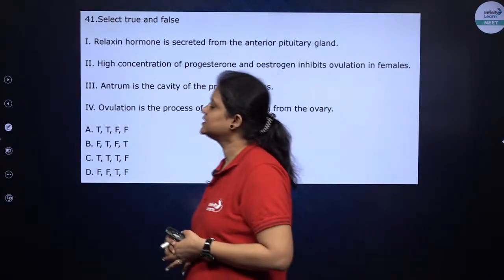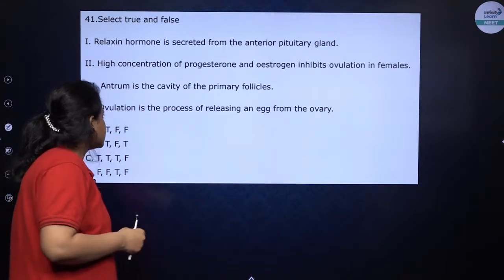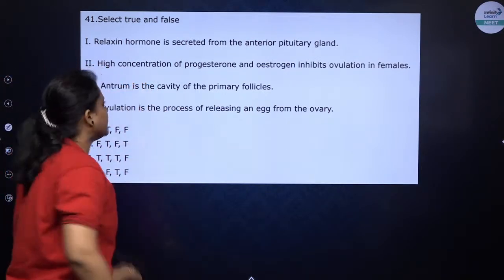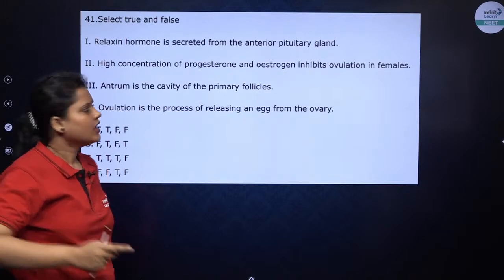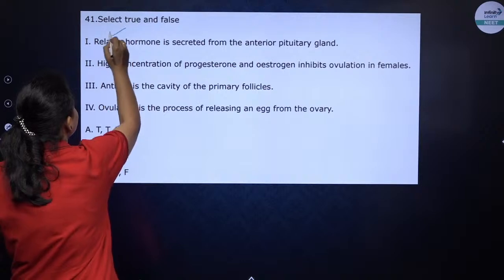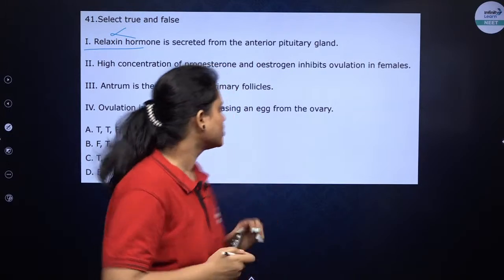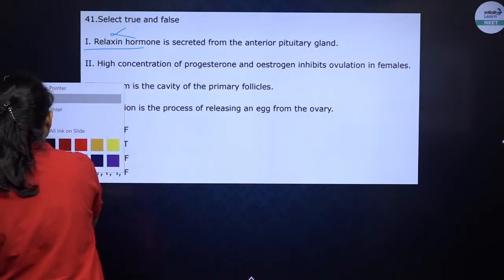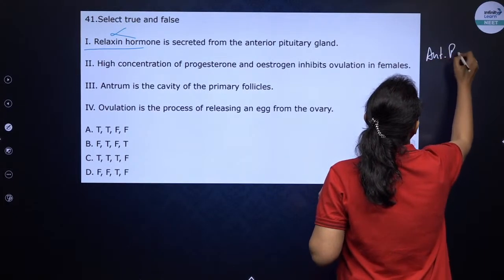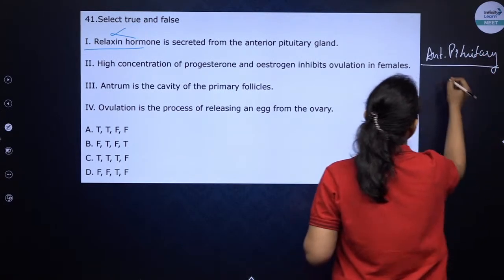Next question. Select the true and false. Again, 4 lines we have. Let's understand these 4 statements. Relaxin hormone is secreted from the anterior pituitary gland. Does relaxin get secreted from the anterior pituitary gland? No. From the anterior pituitary gland, what all hormones are released? Let's write it down. From the anterior pituitary gland, which hormones will come out?